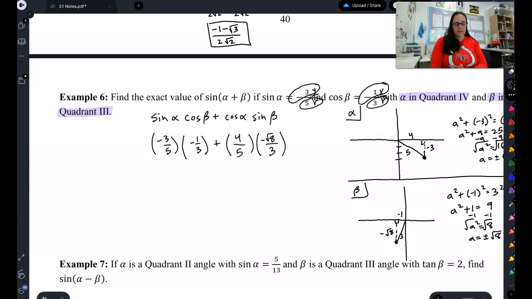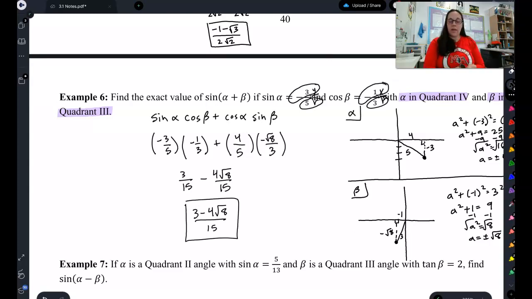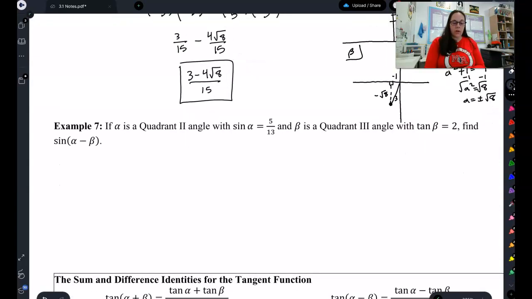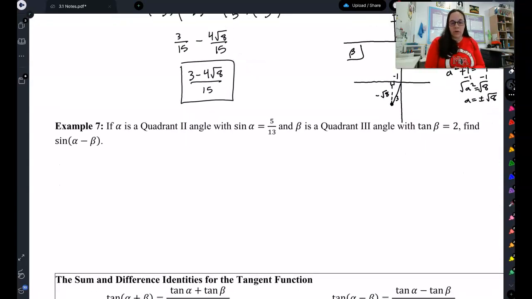And now I can simplify it. So multiply across, and combine because they have a common denominator. And there we go. So now that we've worked through one like that, I would like you to try example 7.